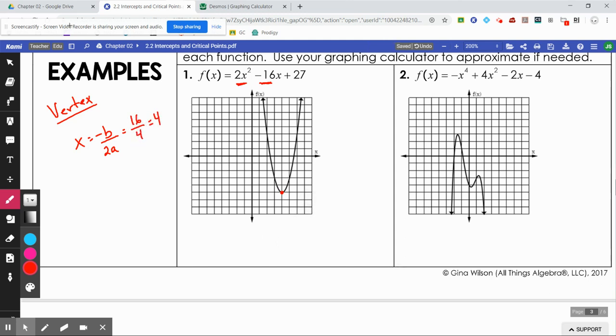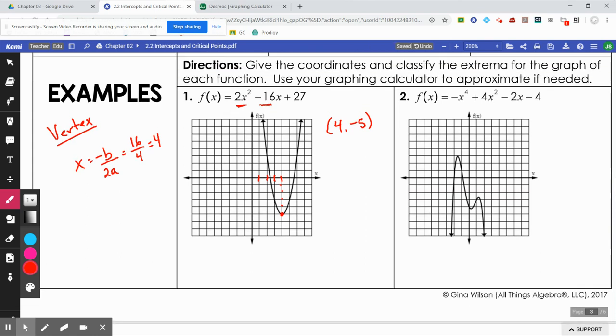Or we can look at the graph. This relative minimum should occur at 4, and you go down 1, 2, 3, 4, 5. So this 4, negative 5 is not only a relative minimum, but is actually the lowest point on the entire graph. This is an absolute minimum, and it is located at 4, negative 5. And again, that is called the vertex of your parabola.